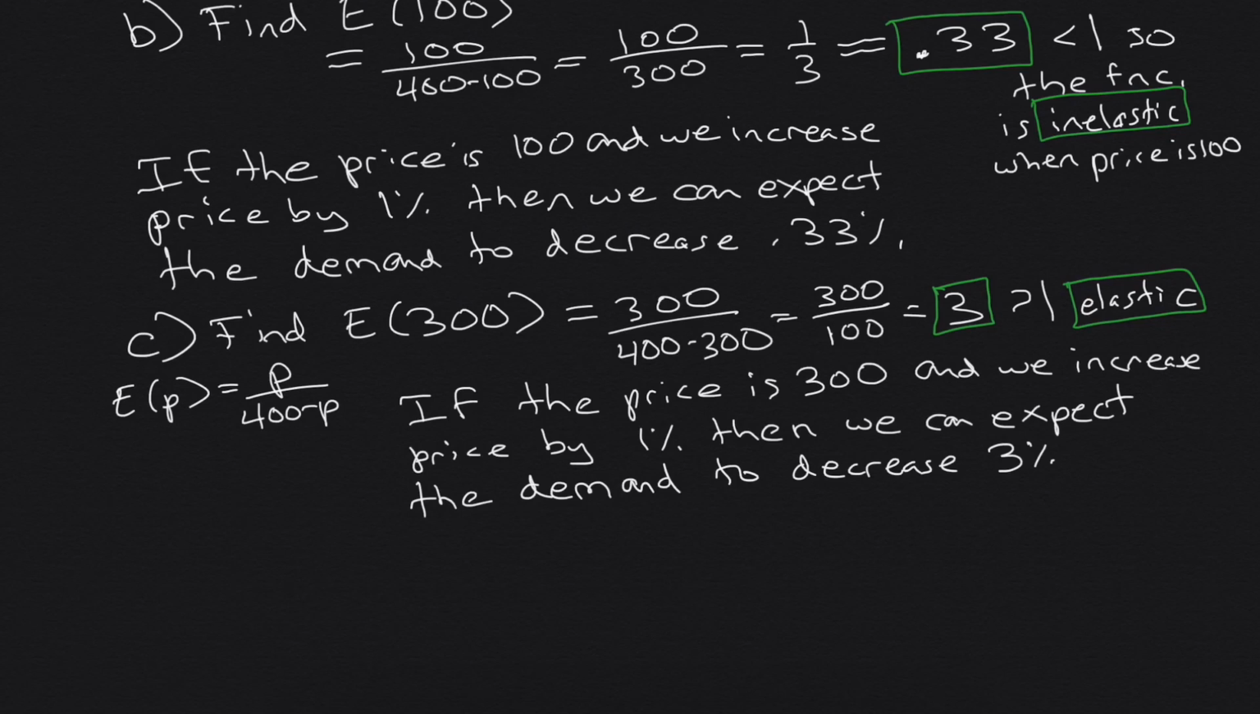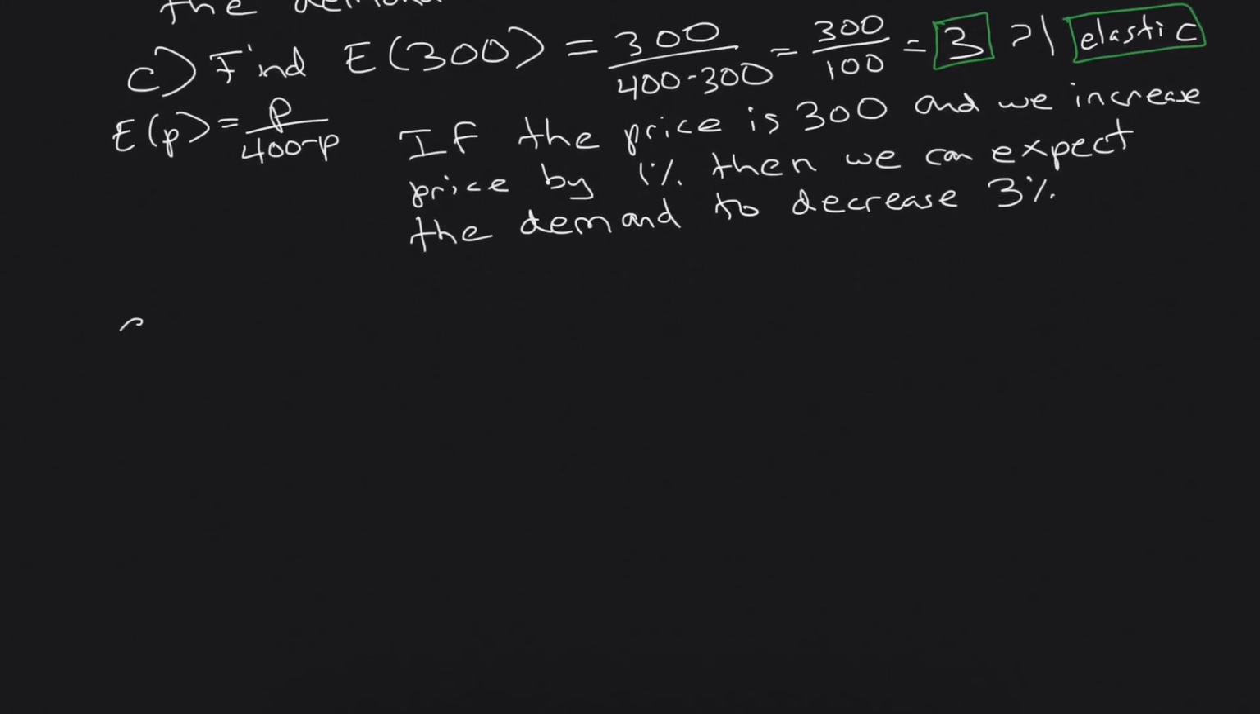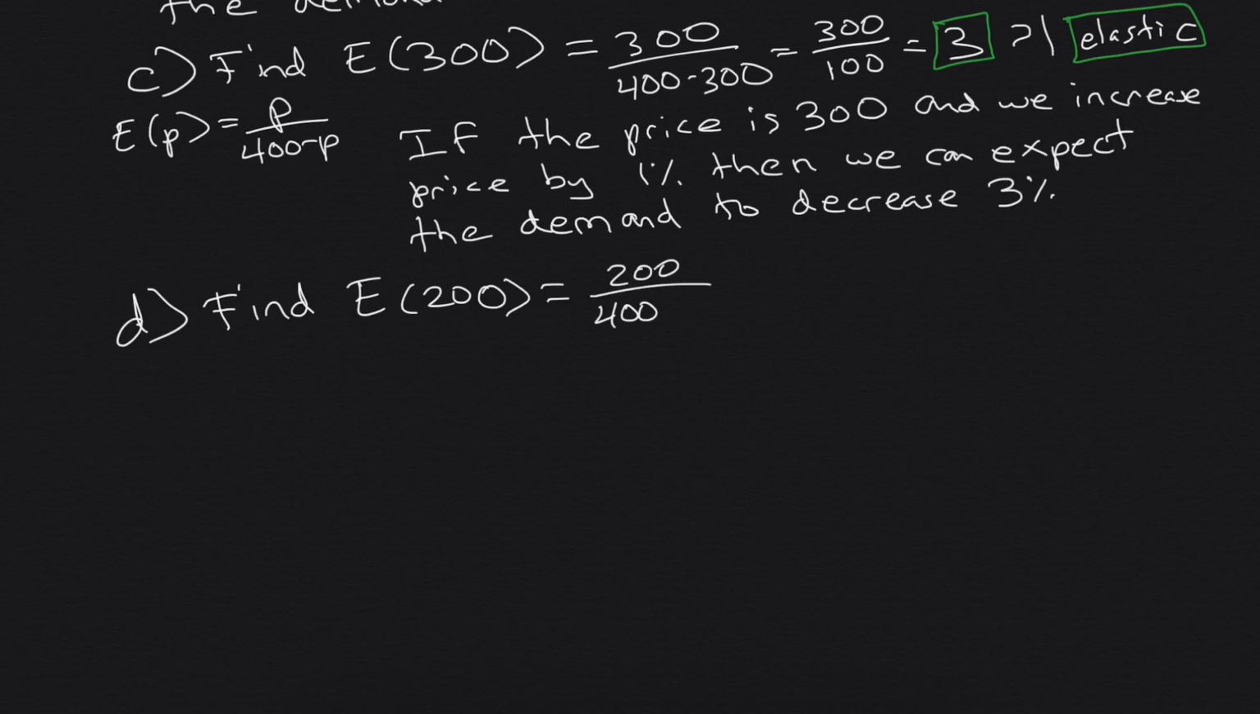And I'll do one last one. I imagine you can probably guess how the last one's going to turn out, but let's do it nonetheless. Let's say this is part D. Let's find E of 200. Oops, E of 200. I still have my E of P up there. It's P, so 200 divided by 400 minus P, so minus 200. That'll give me 200 over 400 minus 200 is 200. And 200 divided by 200 is 1.